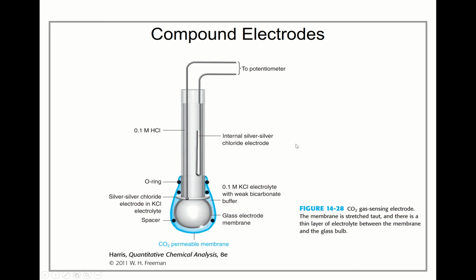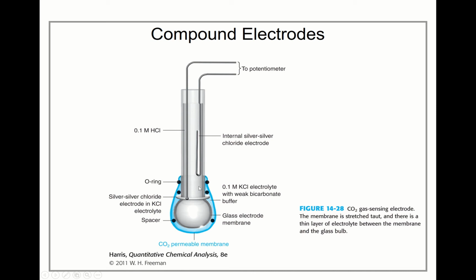Then the next one is the compound electrode. In Korean, 복합 전극. Compound electrode. You take the ordinary, for example, glass electrode here. This is a glass electrode, and with a glass electrode you can sense the proton concentration over a wide range. And this one is designed for measuring CO2 concentration, a CO2 gas sensing electrode.